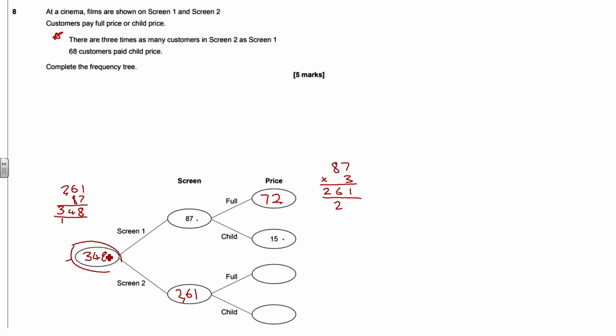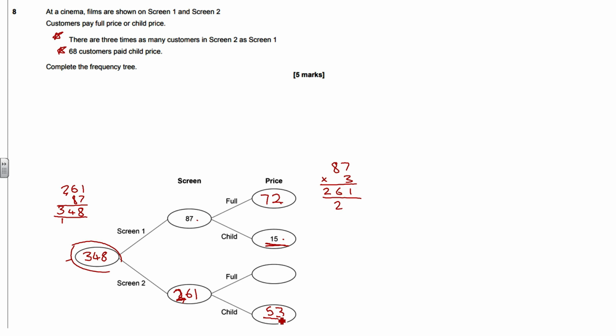So in order to fill out this last box, I need to know how many people paid full or child price in screen 2. So I'm going to come up to the one bit of information I've not used yet, that 68 customers paid the child price. Now, some of my students were tempted to write the number 68 in here at this stage. However, that 68 is customers altogether. We already have 15 child price admissions in screen 1. So that means we must have had 53 customers in screen 2 that paid child price, so that the total number of child prices is 68, because 53 and 15 is 68.